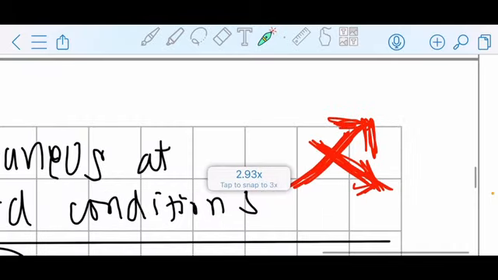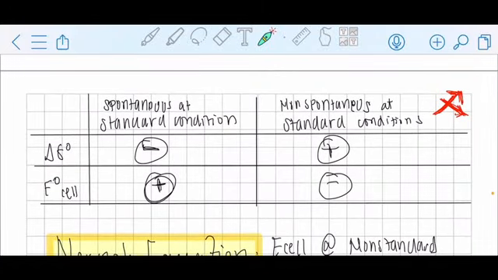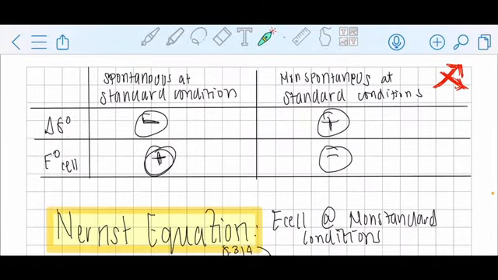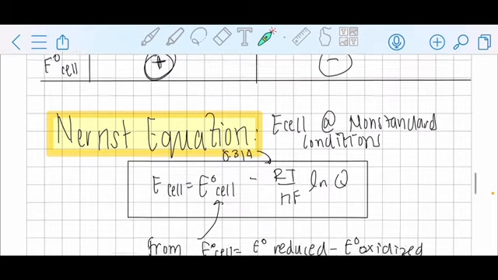I like to remember this as a crisscross, meaning that as one goes up, the other goes down, and they don't go up together. Or you can remember that E cell values correspond to the S in spontaneous, where spontaneous is positive and non-spontaneous is negative.